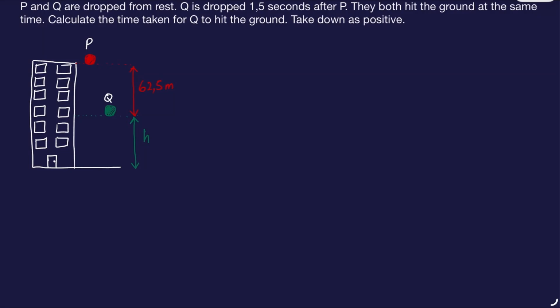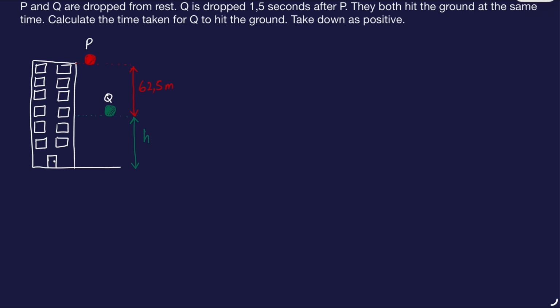Hey guys, in this video I'm going to take a look at a vertical projectile motion question. Let's take a look at it. So P and Q are dropped from rest. Q is dropped 1.5 seconds after P. They both hit the ground at the same time. Calculate the time taken for Q to hit the ground.